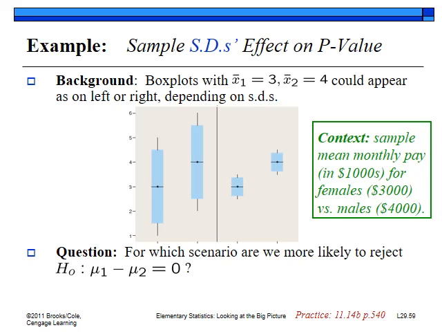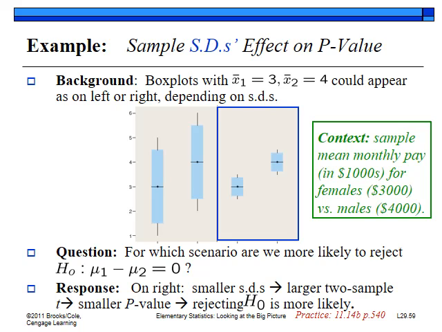So what does that mean for our p-values? For which of these are we more likely to reject the null hypothesis? Definitely the one on the right. The smaller standard deviations mean we have a larger t, which results in a smaller p, which makes rejecting the null hypothesis more likely.